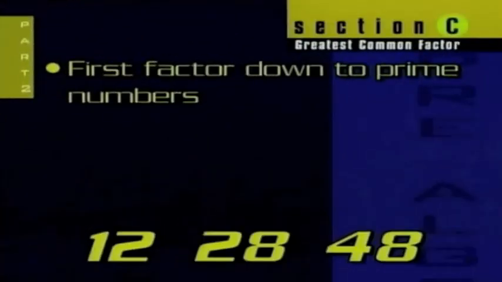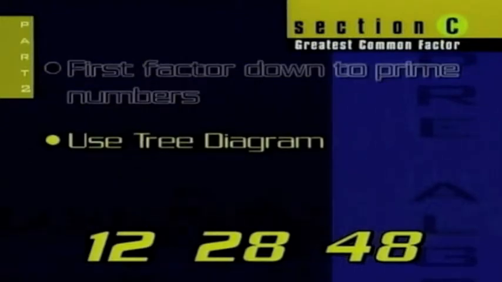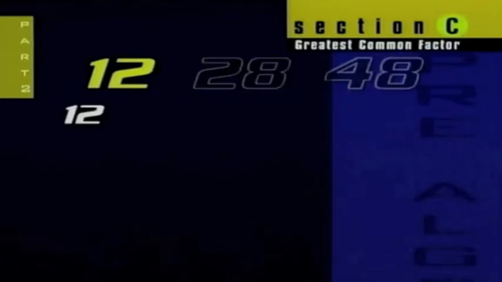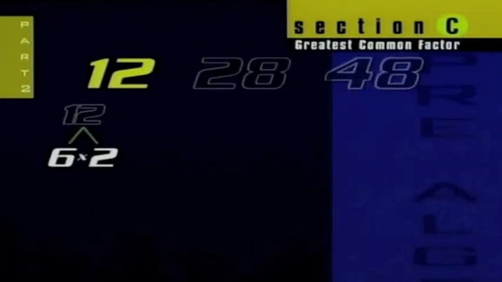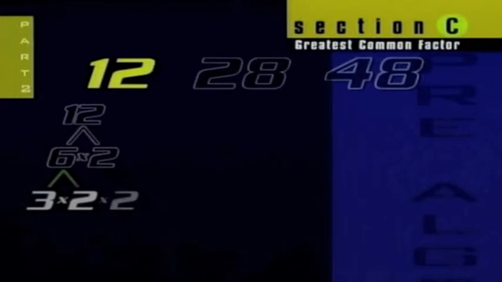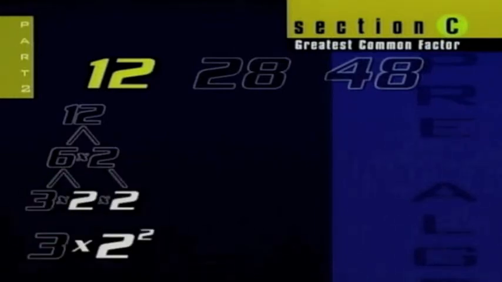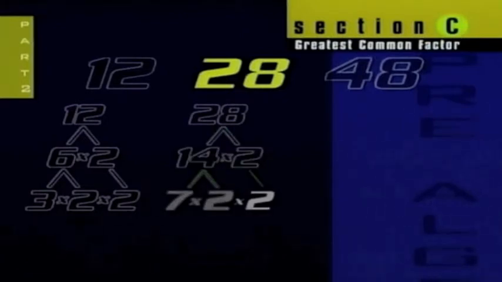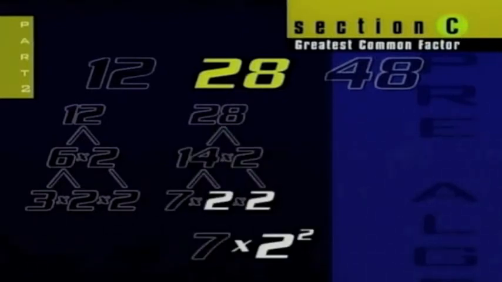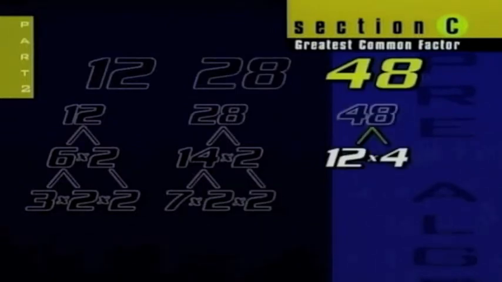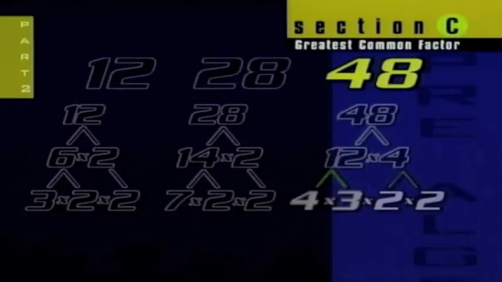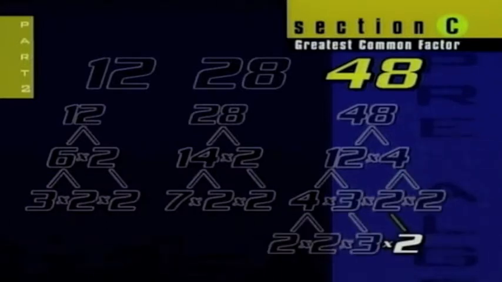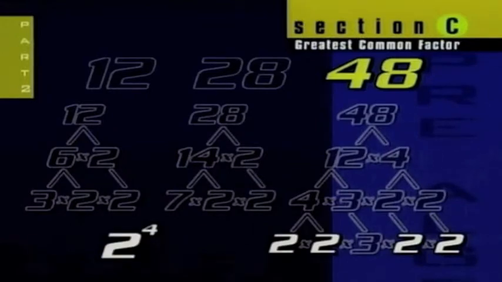First, we're going to factor them down to prime numbers using the tree diagram, and then put them into numbers with exponents. So, starting with 12, 12 breaks down to 6 times 2, which further breaks into 3 times 2 times 2, or 3 times 2 squared. 28 equals 14 times 2, which breaks into 7 times 2 times 2, or 7 times 2 squared. And 48 equals 12 times 4, which breaks into 4 times 3 times 2 times 2, which equals 2 times 2 times 3 times 2 times 2, or 2 to the 4th power times 3.